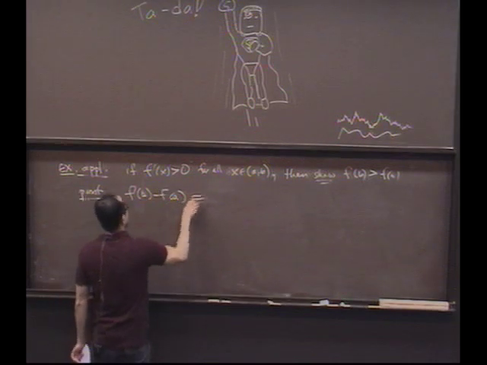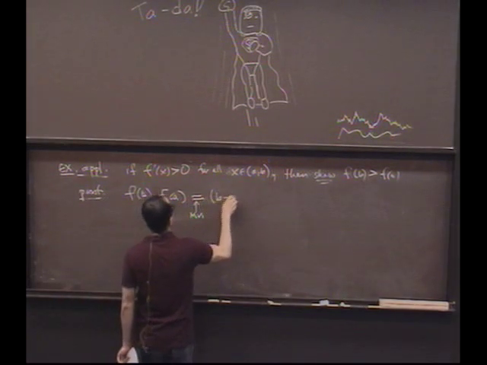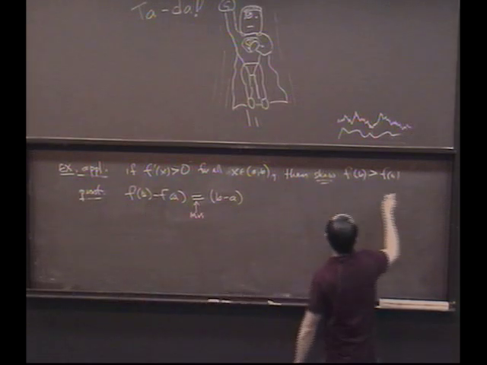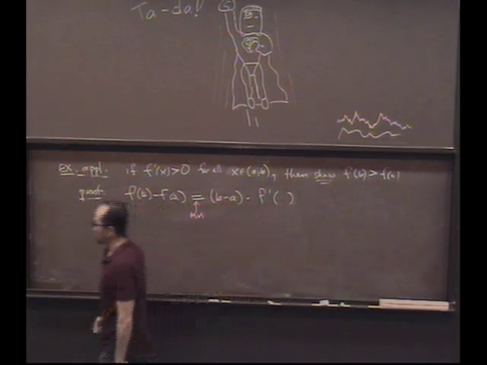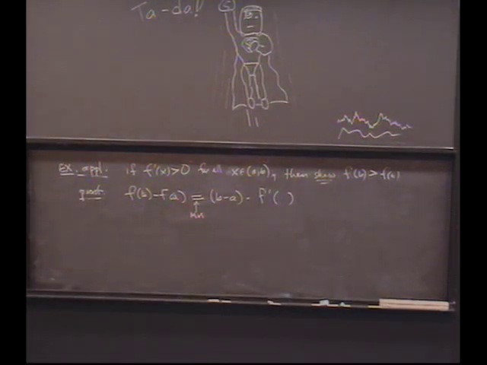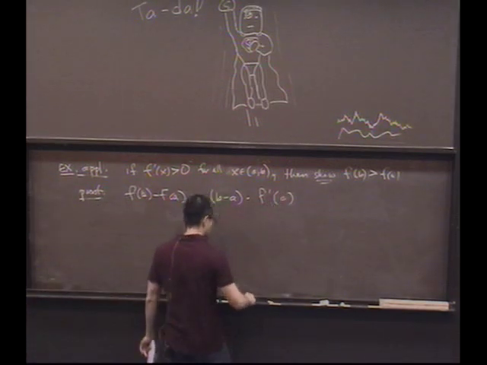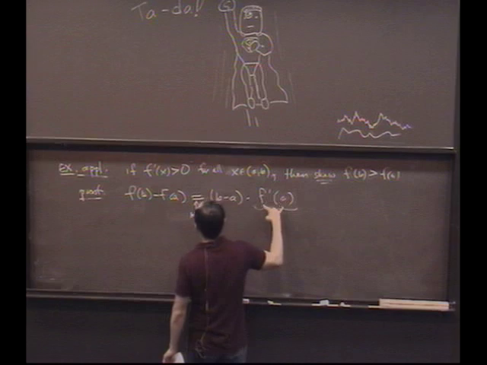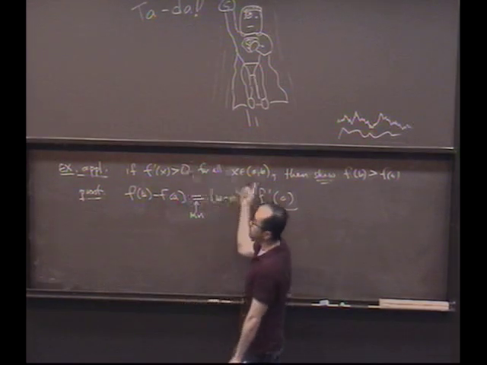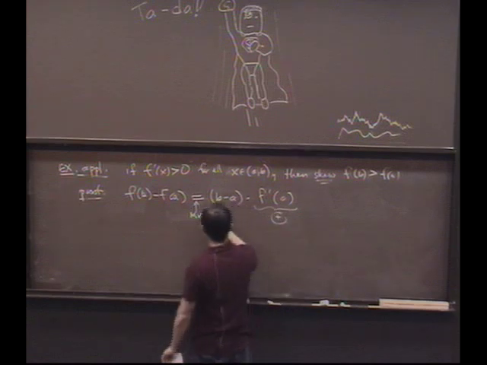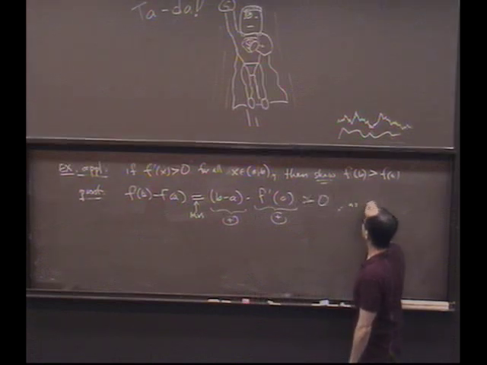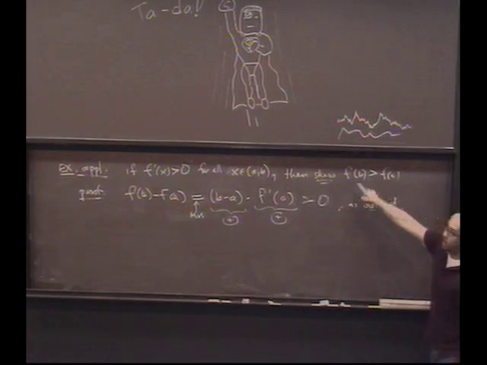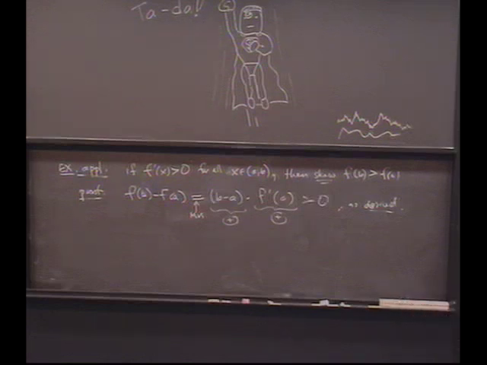Well, by the mean value theorem, this is b minus a, times f prime at some point in between. Do I know what point? No. Does it matter, though? No. Why? What do I know about this creature? It has to be positive, because it's one of these points. That's positive. What about this? That's positive. So this is bigger than 0 as desired. This gives us the fact that f of b is bigger than f of a. Done.